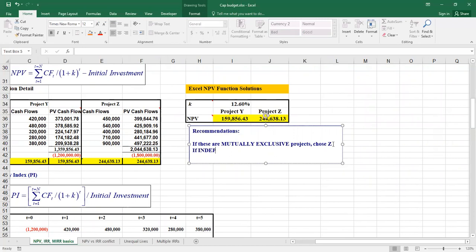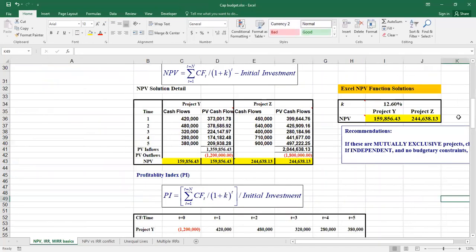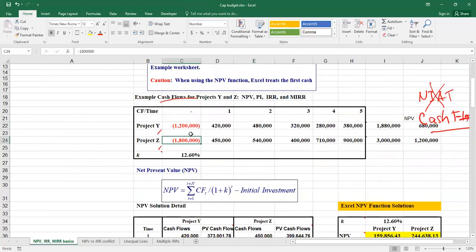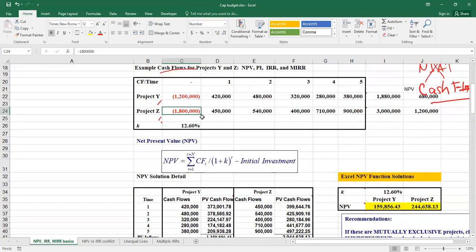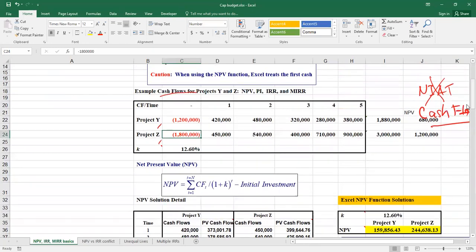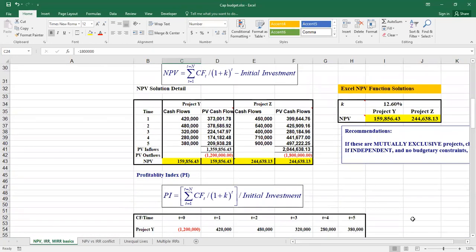If they are independent, ibig sabihin, you can choose both or all. If independent and no budgetary constraints, for example, choose both kasi pareho silang positive yung NPV. Kunyari, it will require an initial investment of 3 million, di ba? Kung wala namang budgetary constraints, edi parehong piliin. Pero kunyari, ang budget mo 2 million lang. Tapos independent sila. May budgetary constraint ka. So you can only choose Project Z kasi hindi na kakayanin yung 1,200,000 unless ilo-loan mo siya. Unless maglo-long-term financing ka. Clear? Yes, sir. Okay.